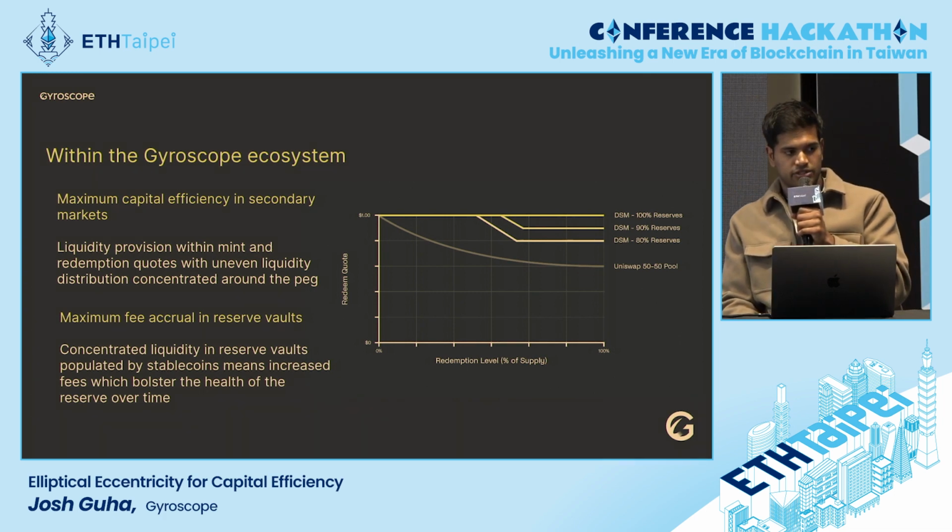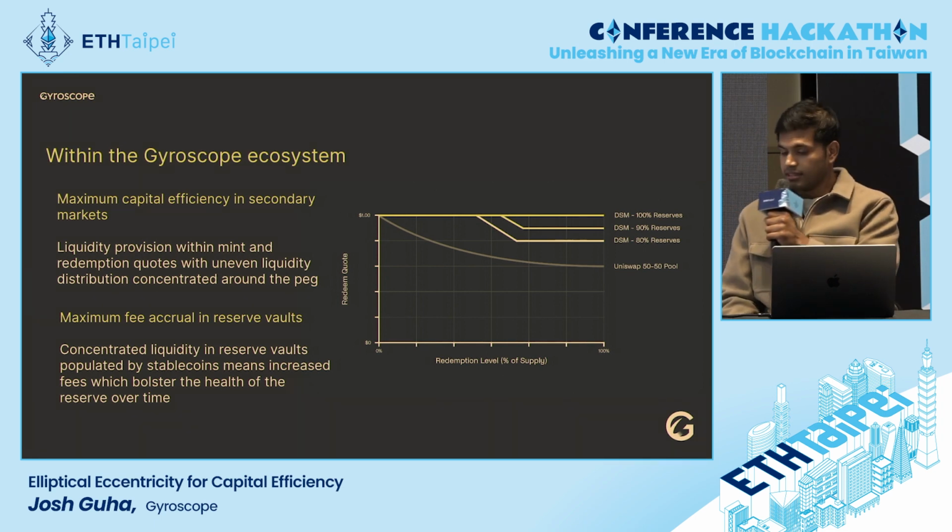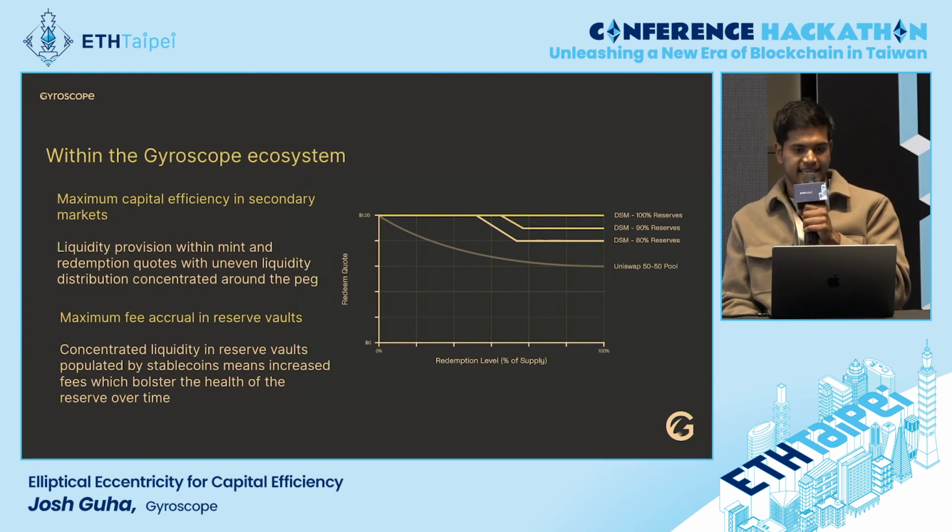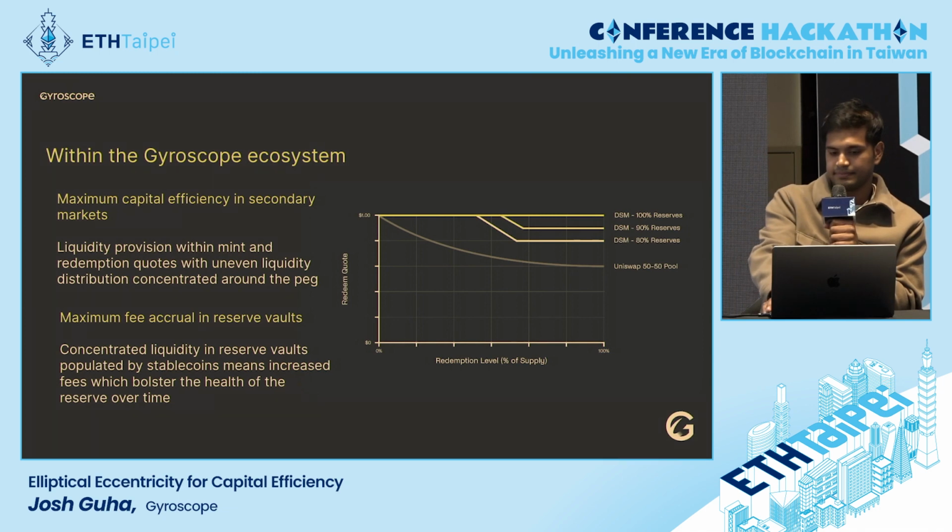Also, in our reserve vaults, concentrated liquidity means that there are increased swap fees caused by trading activity between the stablecoin reserve assets. And so this helps to bolster the reserve health in the long run. The reserve vaults are currently implemented in the Gyro dynamic stability mechanism, and one of the reserve assets is the LP token to our LUSD CurveUSD ECLP.